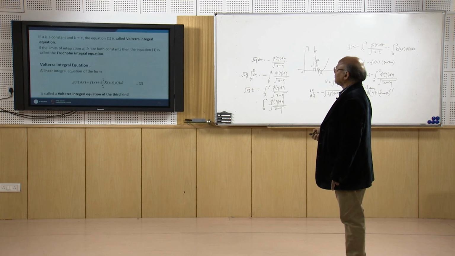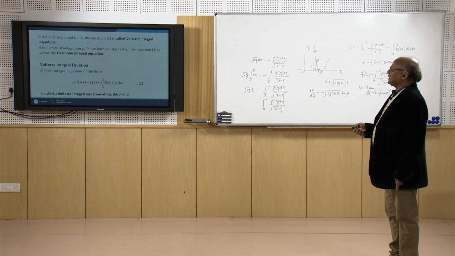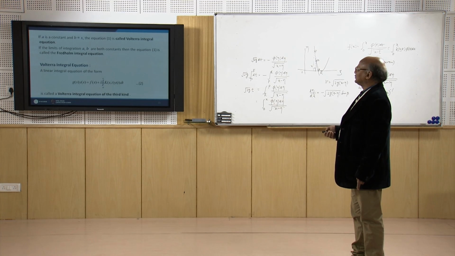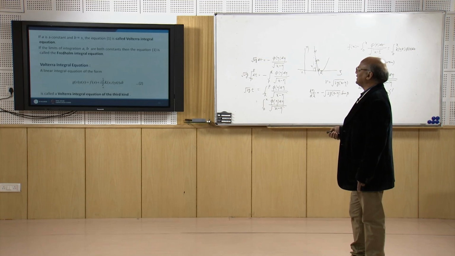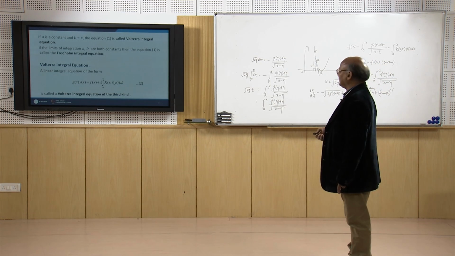Now we will discuss the various kinds of Volterra integral equation. A linear integral equation of the form g(x) psi(x) equal to f(x) plus lambda integral a to x of k(x,t) psi(t) dt is called a Volterra integral equation of the third kind.